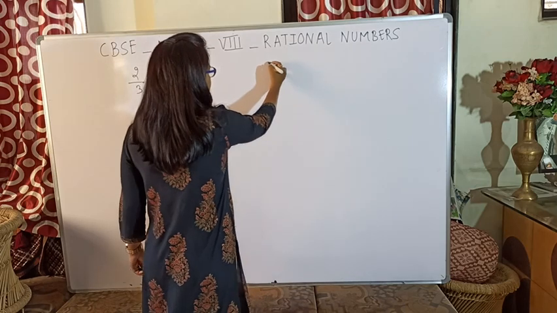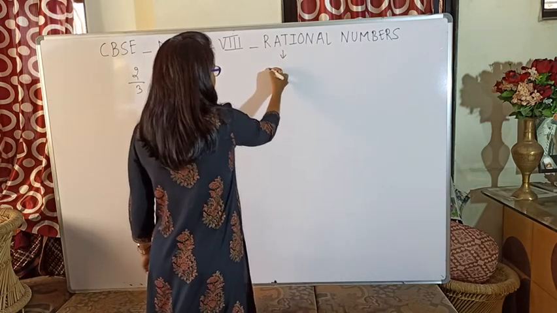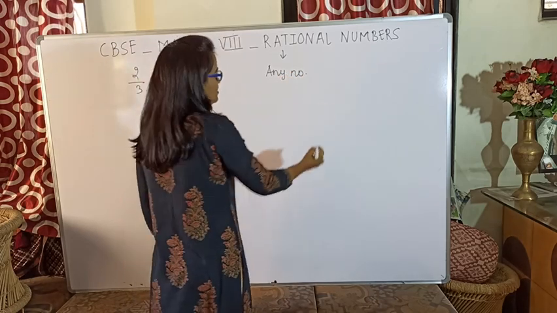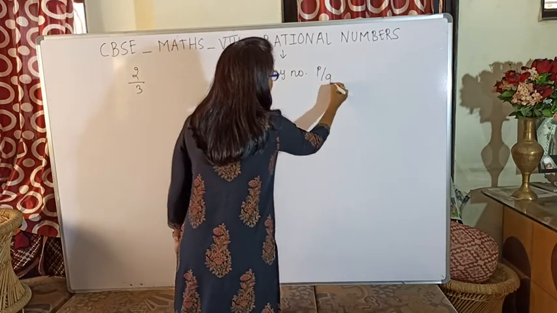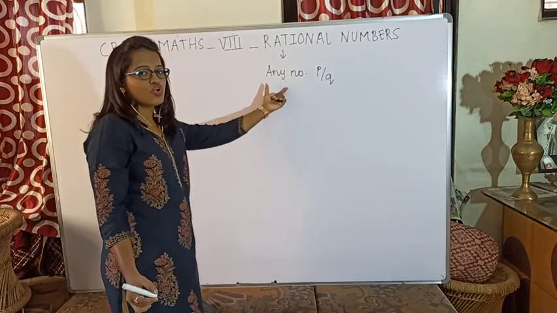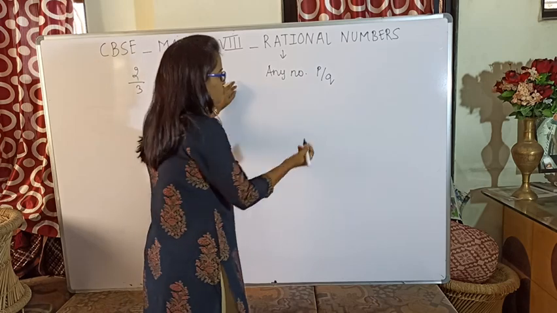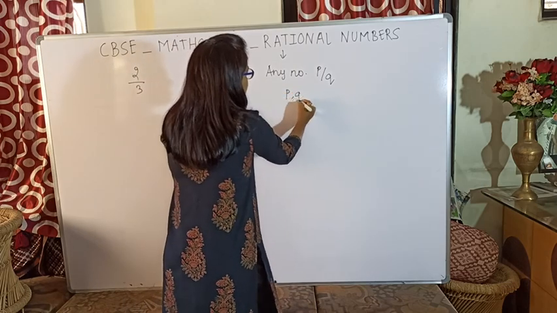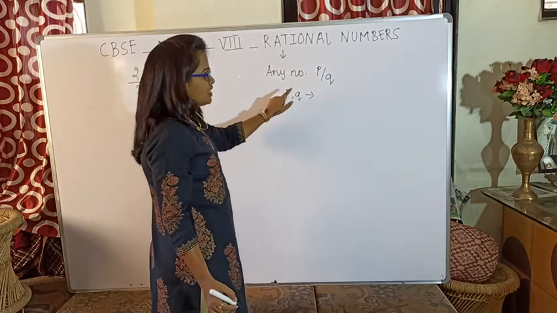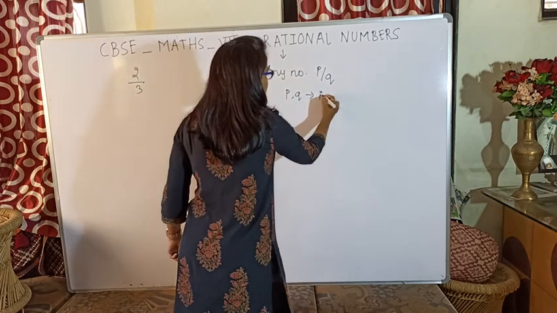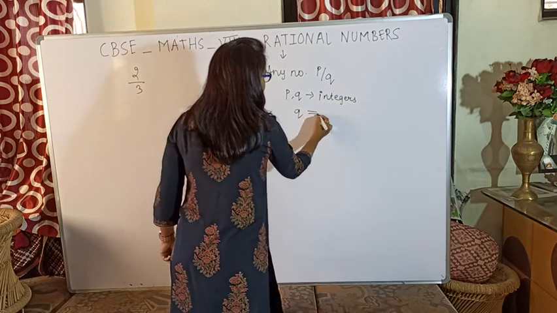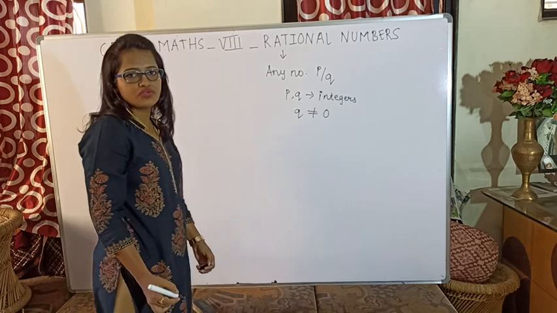Let us look at the definition. The definition of rational number says any number which can be represented in the form of p by q is called a rational number. Okay, so the definition also includes two more conditions. Now what are the conditions? The condition says whenever you are representing any number in the form of p by q, both p and q have to be integers, whereas the value of q cannot be equal to 0.